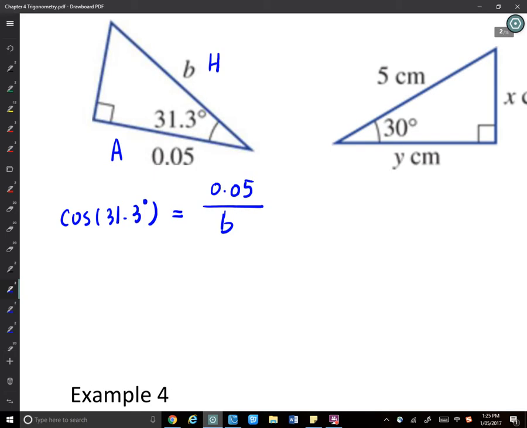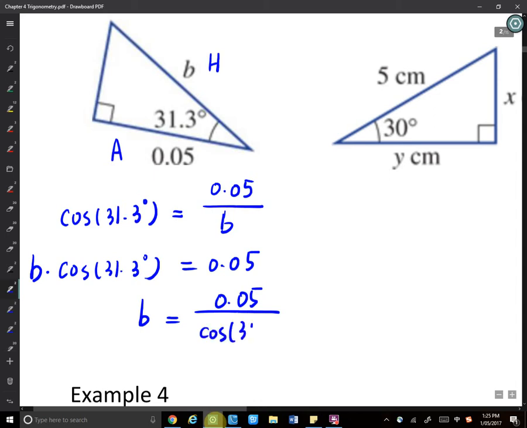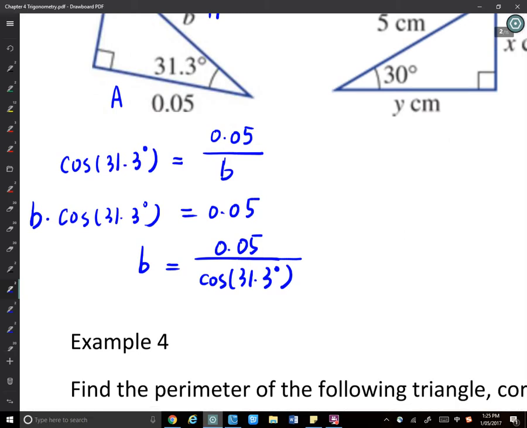Because I have b as denominator, I need to get rid of the denominator first. Therefore, I will times b on both sides. But I know that cosine of that is a value, so I will keep it like that. I will times the b to that side first, and I will divide cosine 31.3 degrees on both sides of the equation.